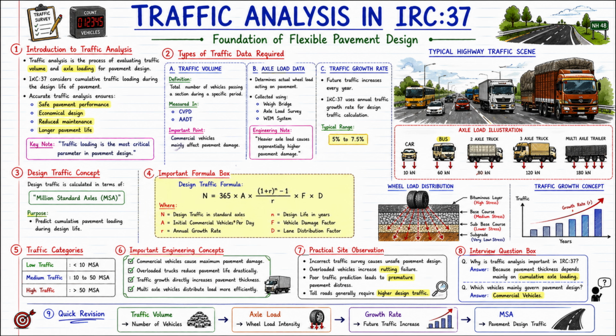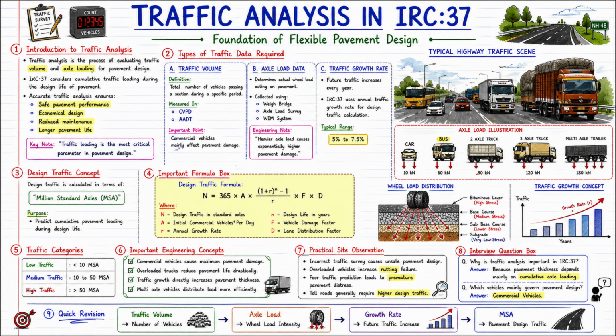C. Traffic growth rate. Now the third parameter, traffic growth rate. Future traffic increases every year, and IRC 37 designs pavement considering the same future growth. Here are the typical ranges: 5% to 7.5%. Traffic will keep increasing every year. And if future growth is not considered, then the pavement will soon start showing distress.